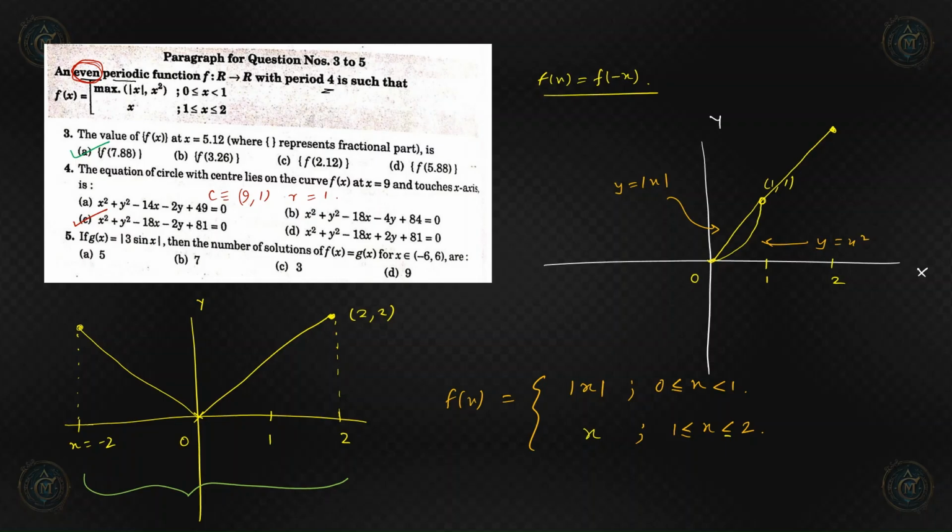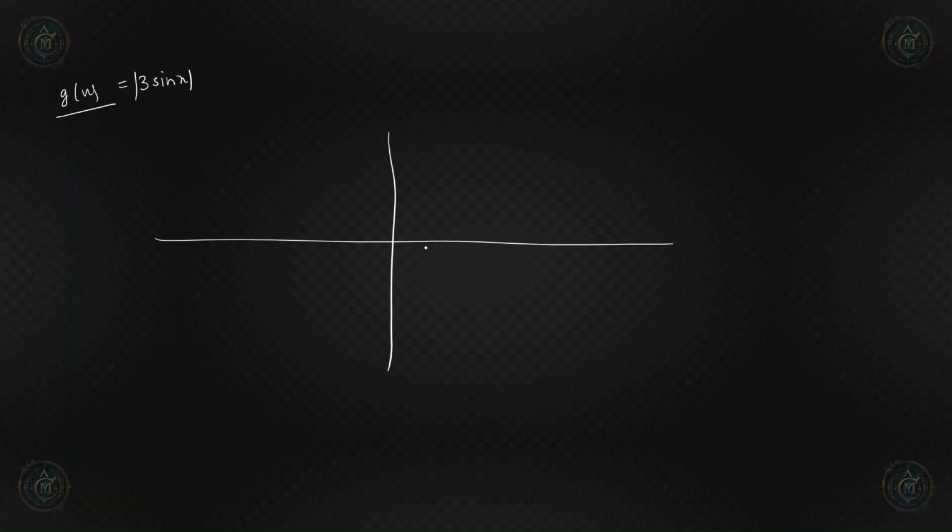Let us solve the next question. If g(x) equal to mod of 3 sin x, then the number of solutions of f(x) equal to g(x) for x belonging to open interval minus 6 to 6 are what? Okay, so let us draw the graph of g(x) first. So first of all, we need to draw the graph of sin x, right? Sin x looks something like this. This is from 0 to 2 pi, and this is from minus 2 pi to 0. And minus 6 to 6 will be inside this range, right? Let's say up to this point. So this interval we are talking about.